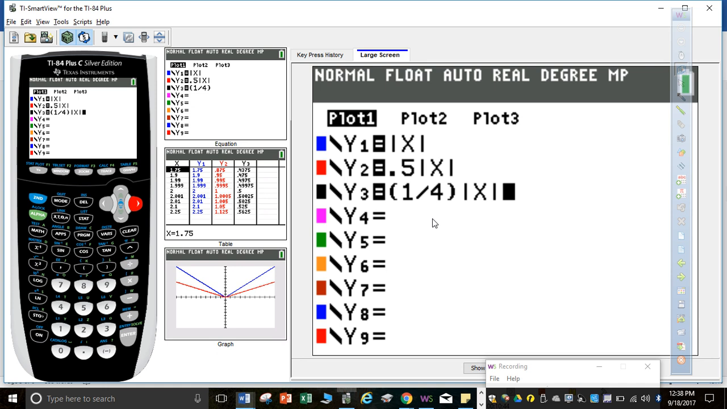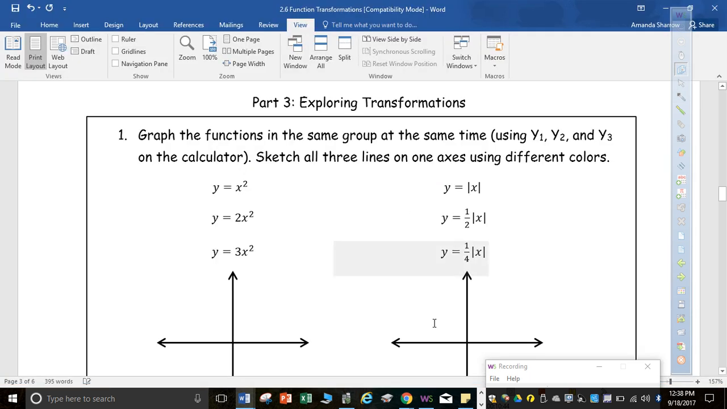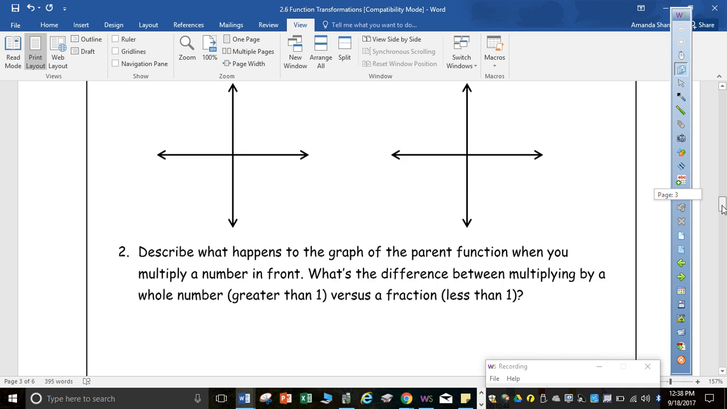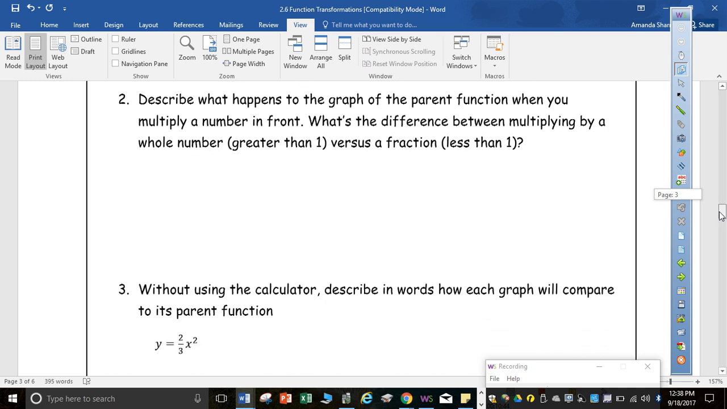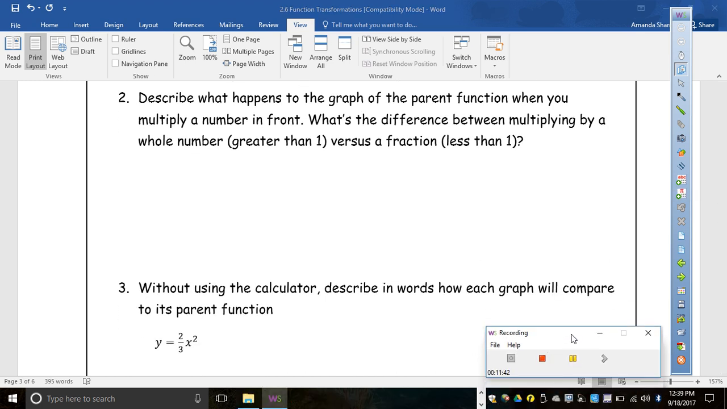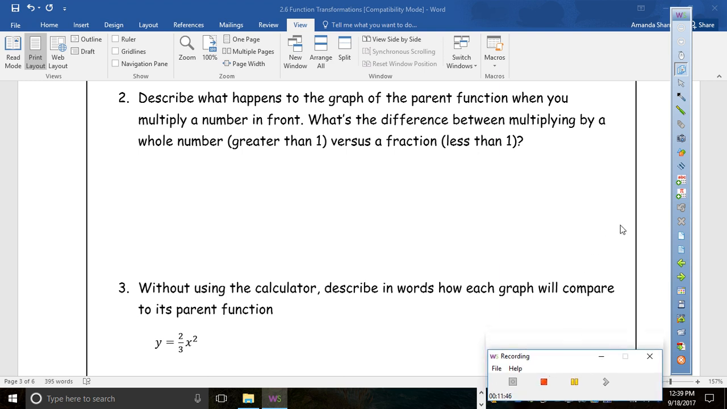All right, so we got them entered in. Hit graph. Remember that the calculator is going to draw them in order. Y1 is always first, then it'll draw Y2, then it'll draw Y3. So go ahead and draw what you see there and label. So pause the video and jump back on when you're ready. And if you haven't already, go ahead and continue answering questions 2 and 3.